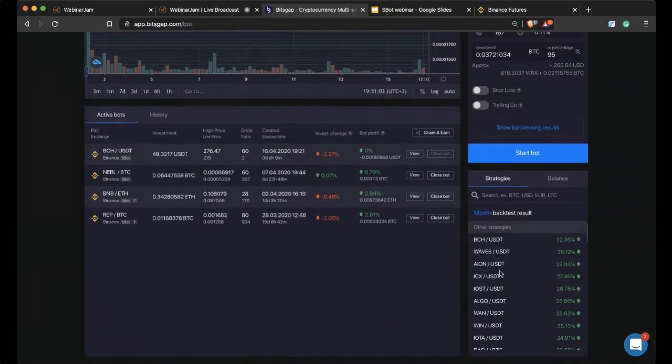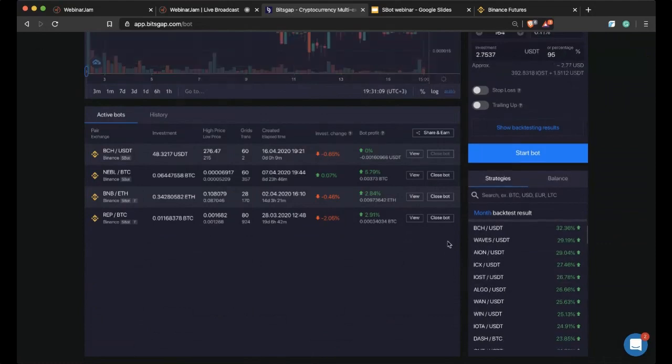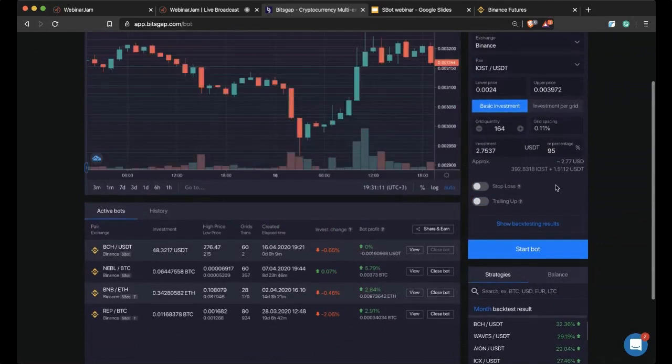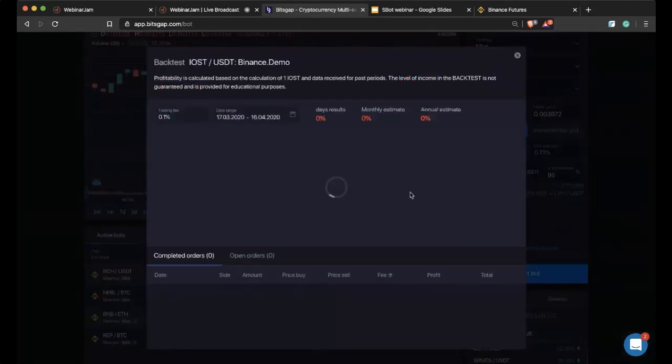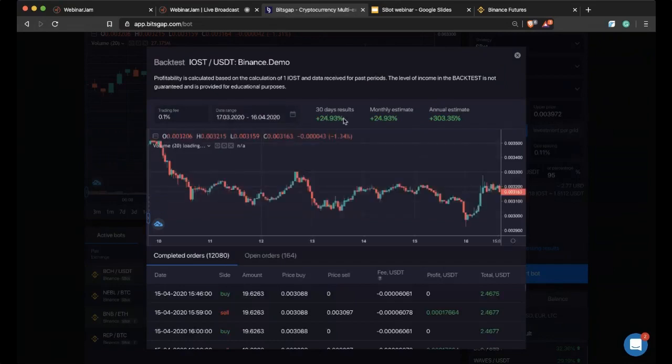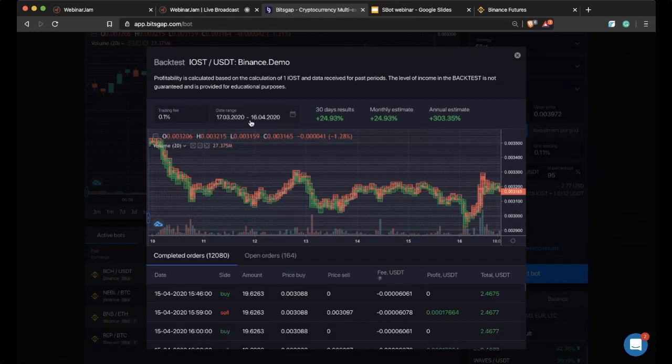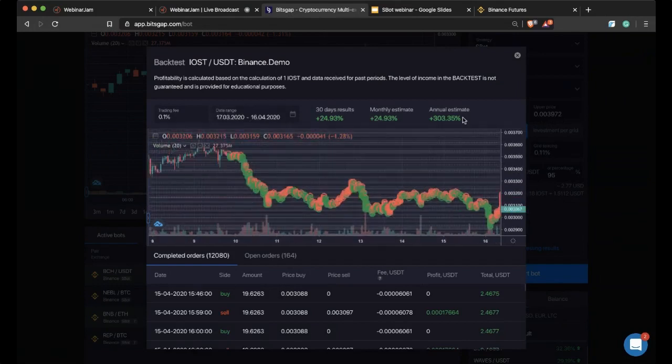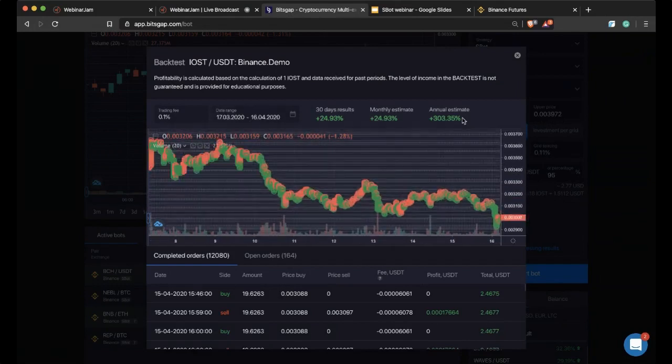You can also see that there are other recommended strategies, like for instance EOS trading to USDT, where you can also check the backtest. You just press show backtesting results. All right, let's see. Okay, here it was even more. It was 25% for that 1 month period. So that's in annualized return. It's going to be around 300.